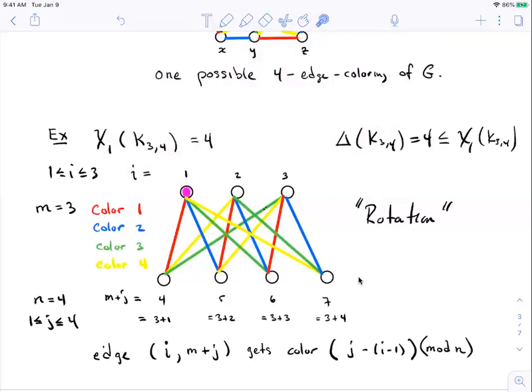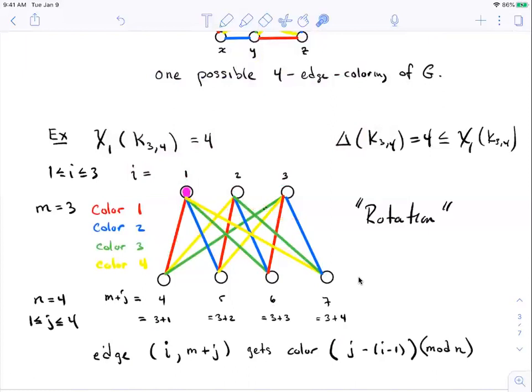Then I move over to the next vertex: green, yellow, red, blue. I'm always keeping them in the same cyclic order. If you drew those colors around a circle, they always go red, blue, green, yellow. It's just that I'm starting with different ones. So that's what I mean by rotating those colors.